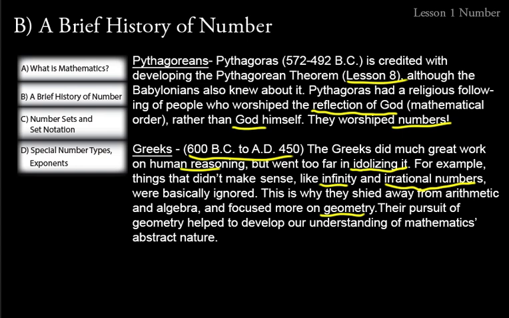And their pursuit of geometry helped to develop our understanding of mathematics' abstract nature. But since they couldn't get away from just using a compass and a straight edge, a drawing compass to make circles and arcs and a straight edge to make lines, mathematics stagnated with them for that and other reasons.